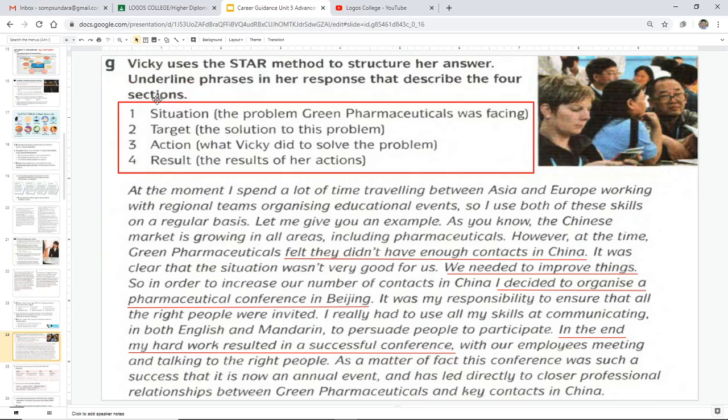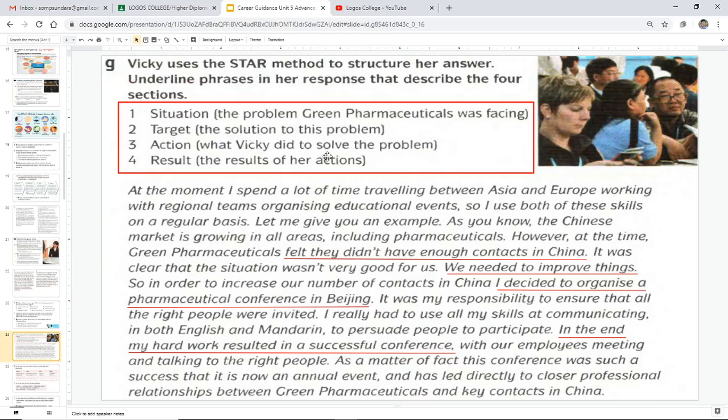So let's look at Vicky's response to this problem again, and let's use the STAR method, S-T-A-R, on her story. So S, situation. The problem Green Pharmaceuticals was facing. And I underlined it for you. However, at the time, Green Pharmaceuticals felt they didn't have enough contacts in China.